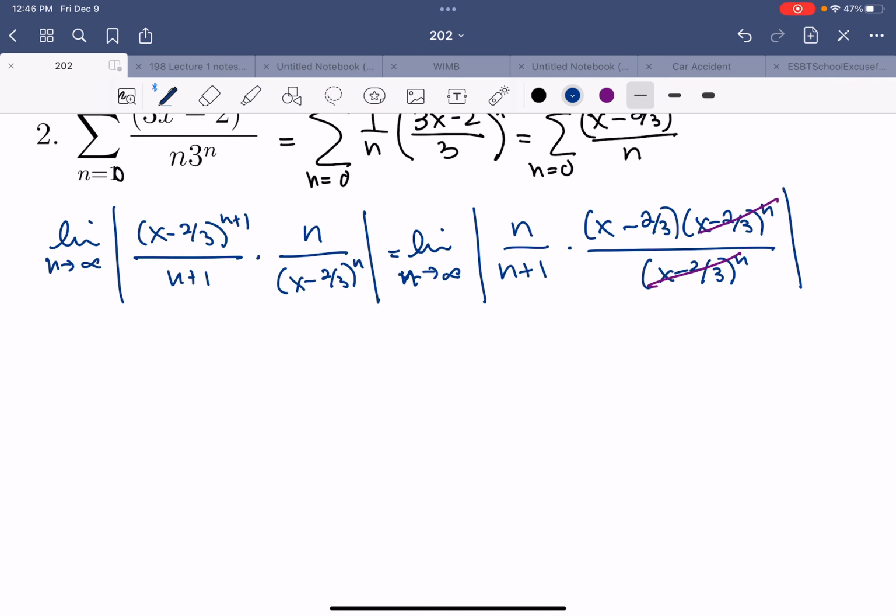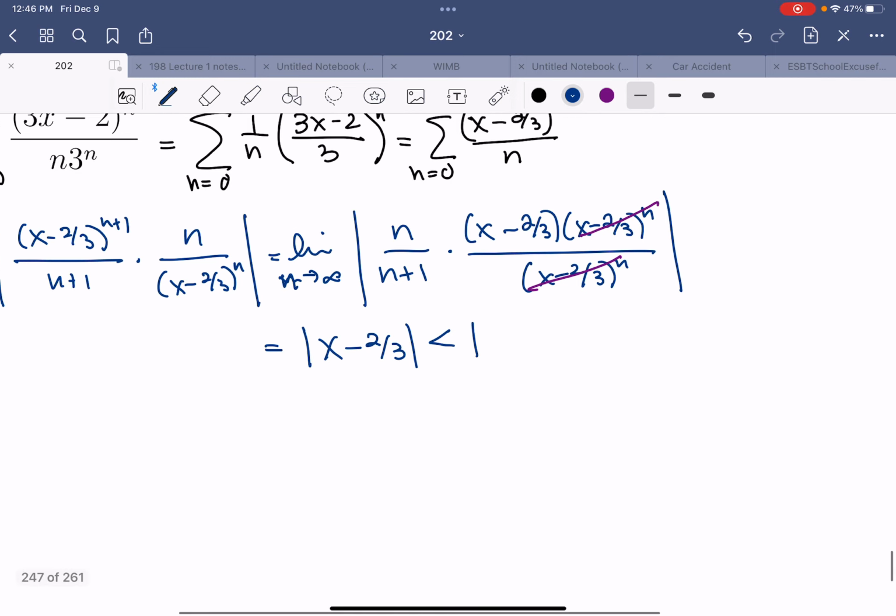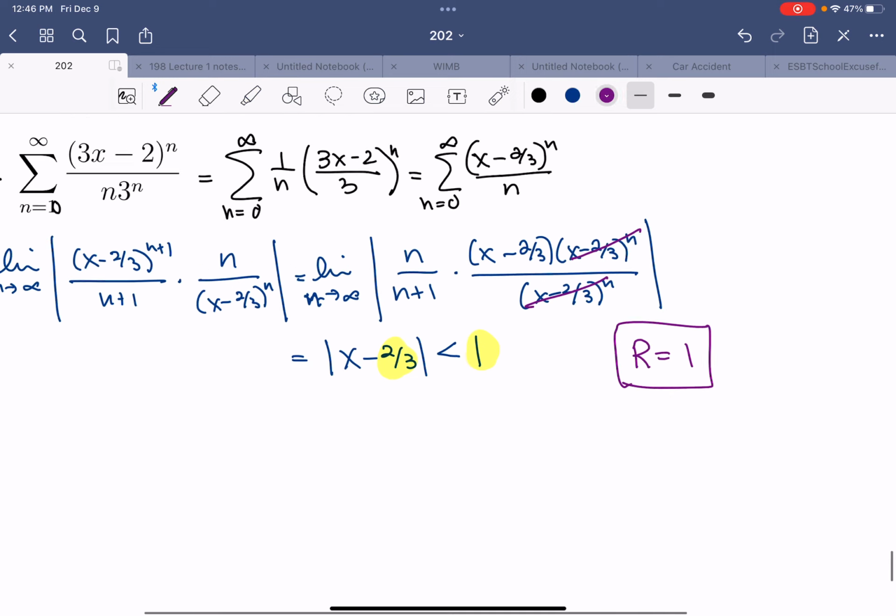And I can also look at this and say, look at the limit of n over n+1. That's going to be just 1. So this is going to leave me with just |x − 2/3|. And again, I want that to converge, so I want to make it less than 1. And so now you can see that we're centered at 2/3 and that our r value is 1. So my r, my radius of convergence, is going to be 1.